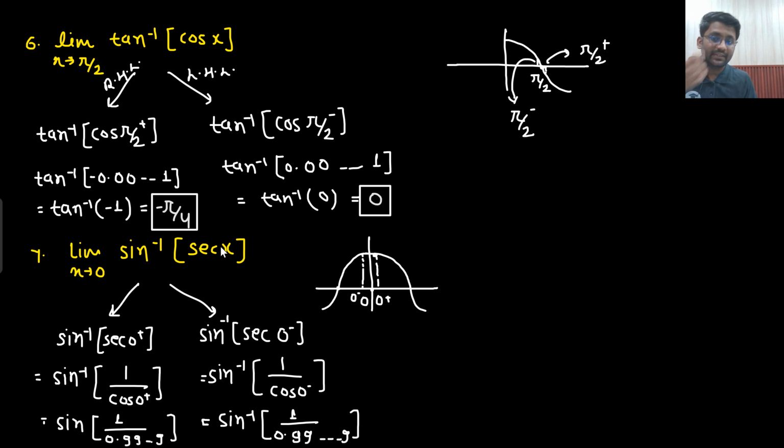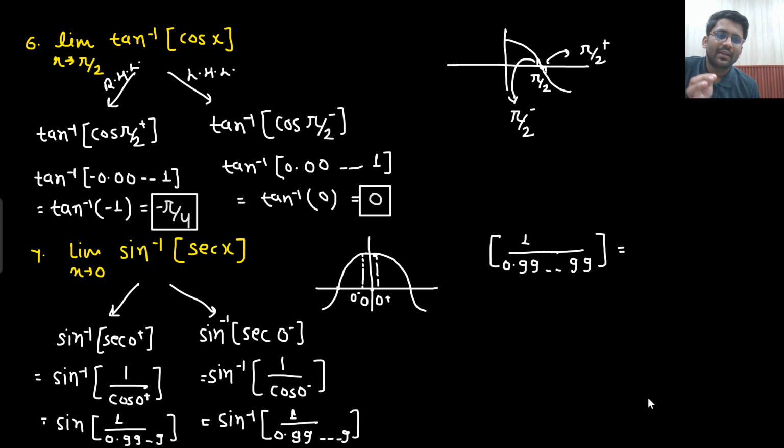Sine inverse of greatest integer function of sec x was written. Then I need to check at 0 plus and 0 minus. Sir, I don't know the graph of sec, but I know the graph of cos. So I put 1 by cos, so 1 by 0.999. So now my target is, if I get 1 by 0.9999, what will be the answer of this value?